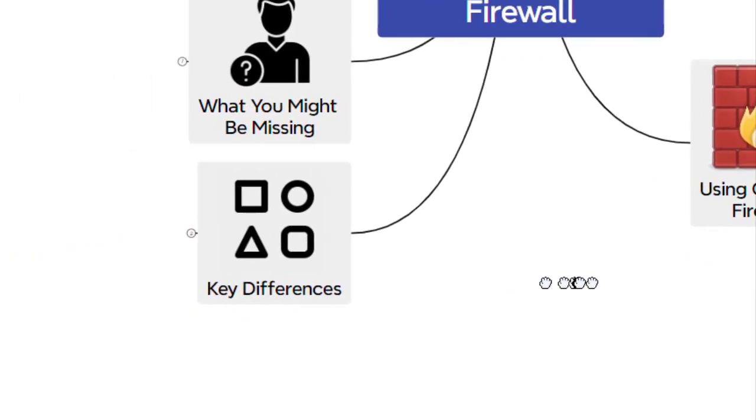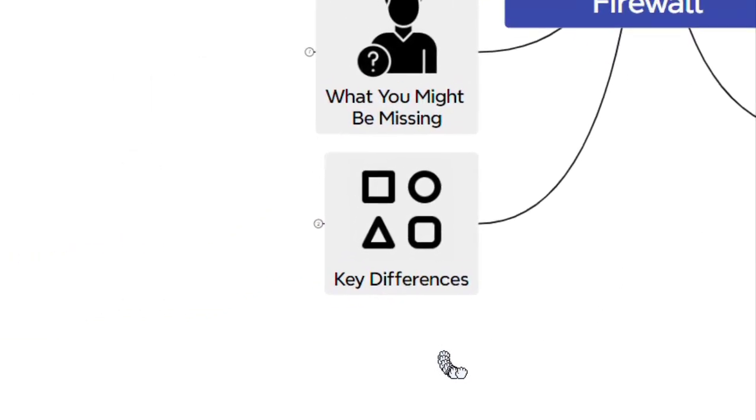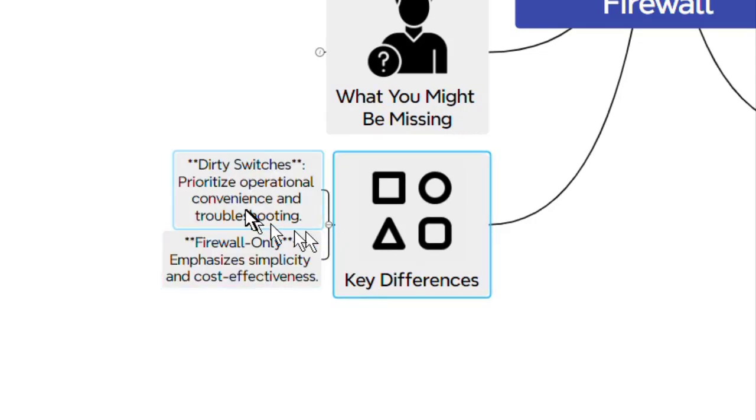Okay, let's compare dirty switches versus firewall only. Dirty switches. Good for operational convenience and troubleshooting. Great if you're juggling multiple ISPs or making frequent changes. Firewall only. Keeps things simple and saves cash. Best for stable setups with few ISP adjustments.